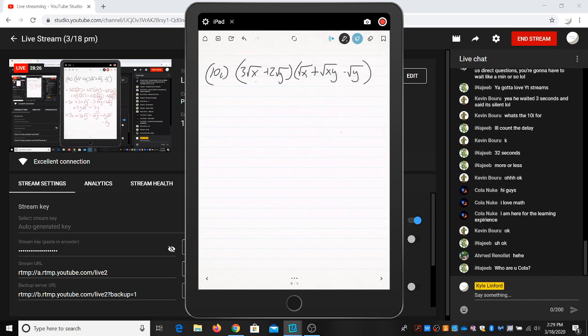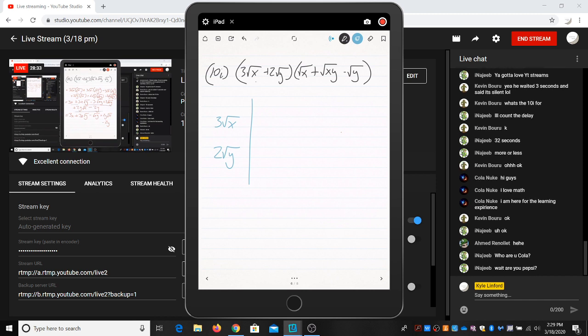All right, if I set up the box, I'm going to have 3 root x and 2 root y. And over here, I'm going to have root x, root xy, and root y. I'm going to move a bit faster through this, so let me know if you have any questions.